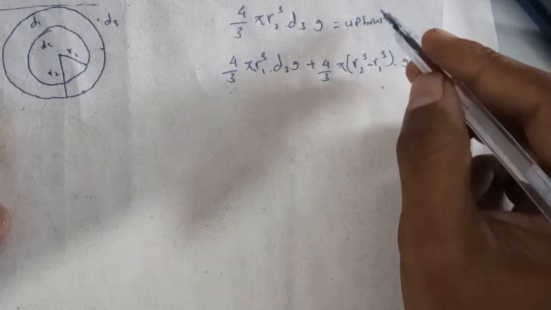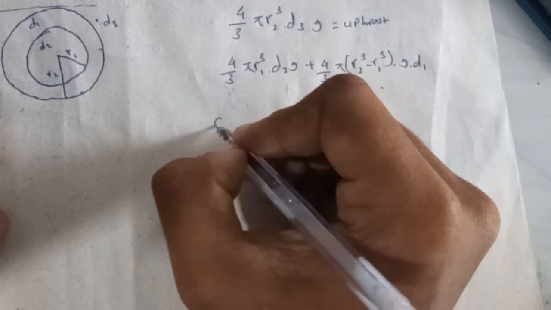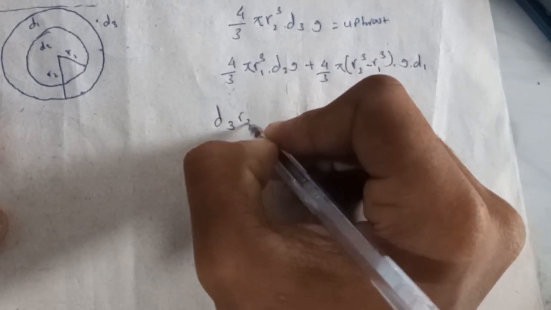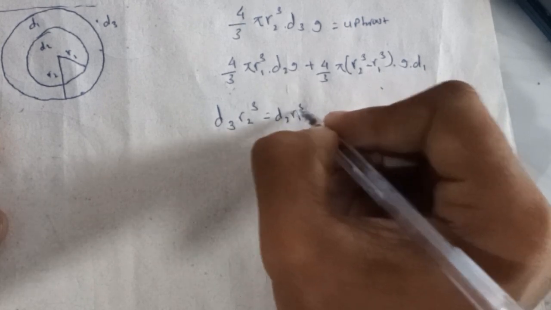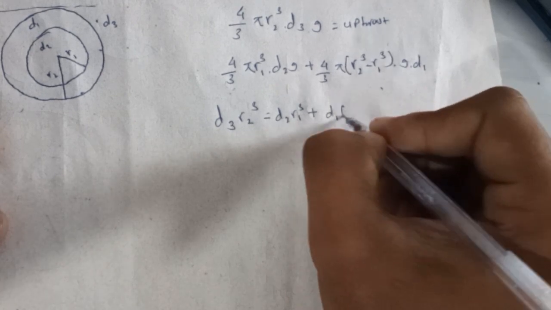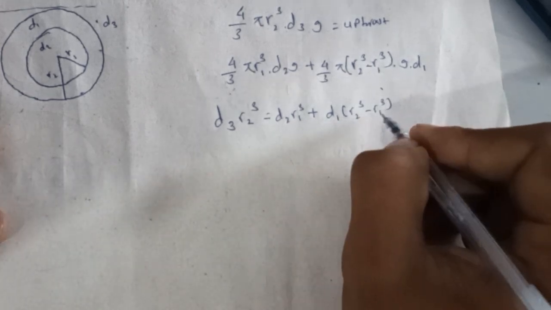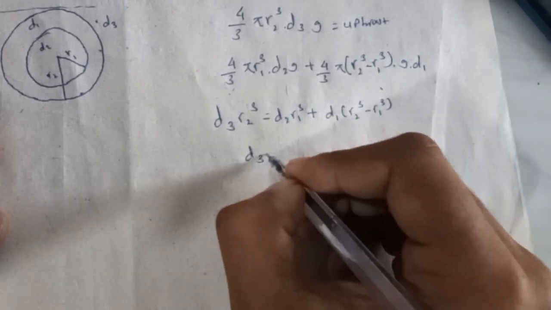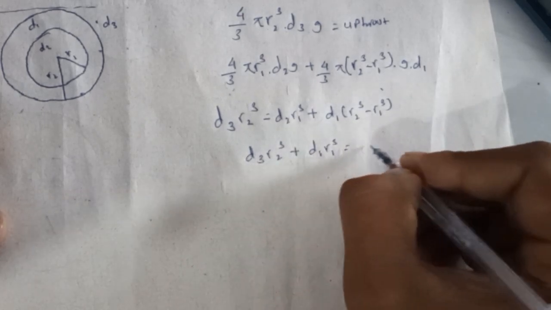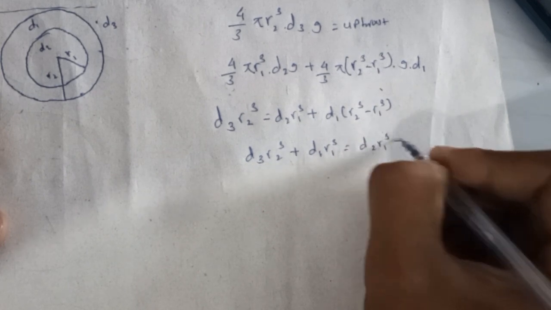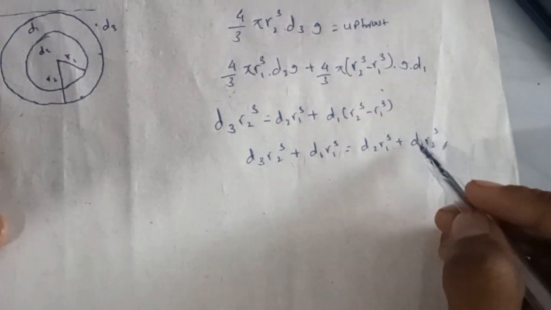Now these two expressions are going to be the same, so 4 by 3 pi g is going to get cancelled off. So from here we're going to get d3 r2 cube equal to d2 r1 cube plus d1 times r2 cube minus r1 cube, right? So if I move this to the other side, we'll get d3 r2 cube plus d1 r1 cube equal to d2 r1 cube plus d1 r2 cube as our answer. So this is the answer for question number 3.